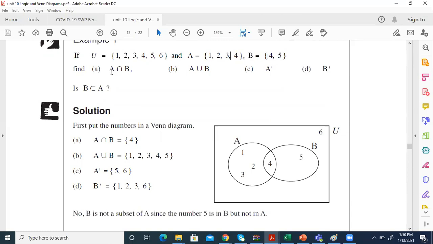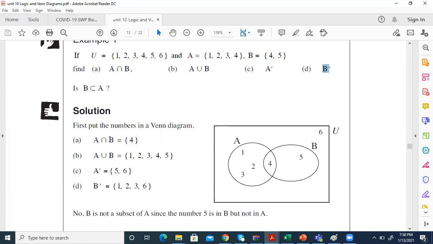Now it asks for the intersection, A intersect B. You just look at what is common in A and B, and that would be the intersection. A union B, you just put everything that is in A and B together, and that would be the union. And then you have A complement, everything that is not in A, right? So you're looking for what's outside of A. Similarly, B complement, everything that is outside of B. And then the question asked is, is B a subset of A? This was also done at the last class, but quickly.